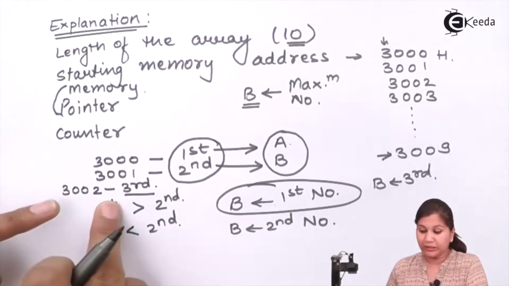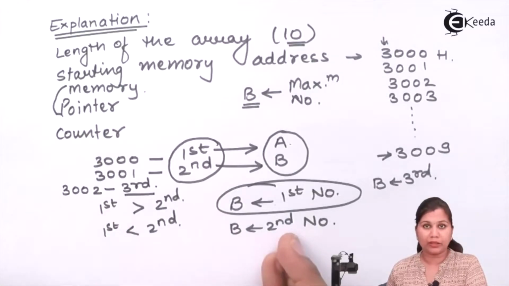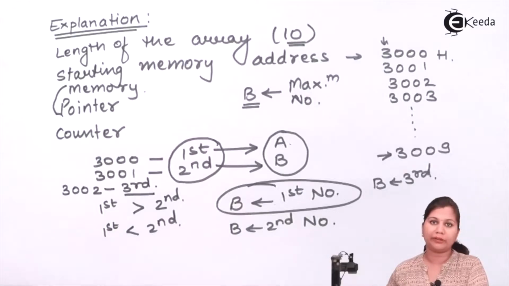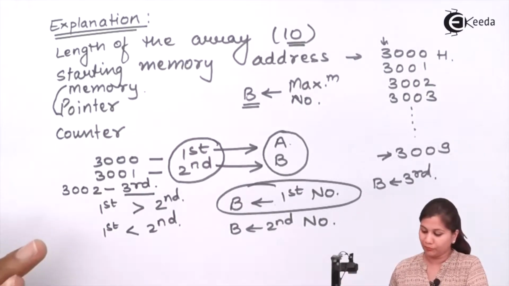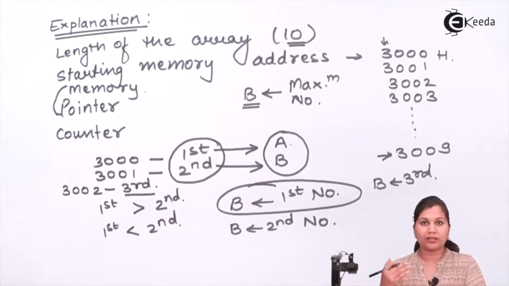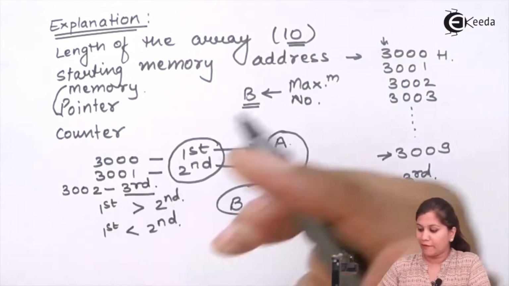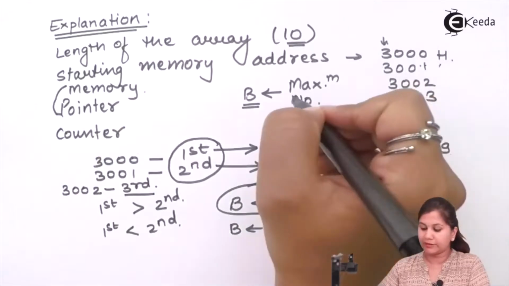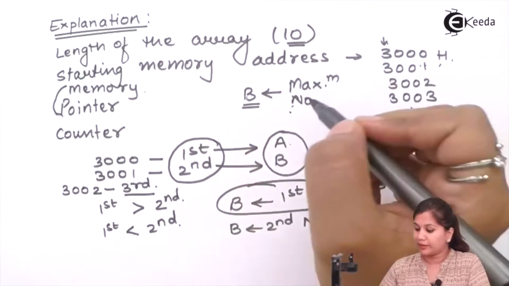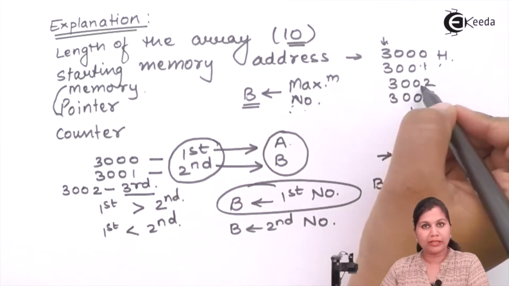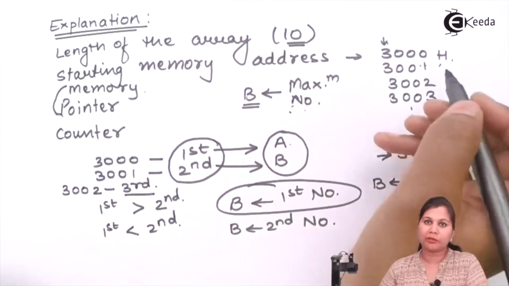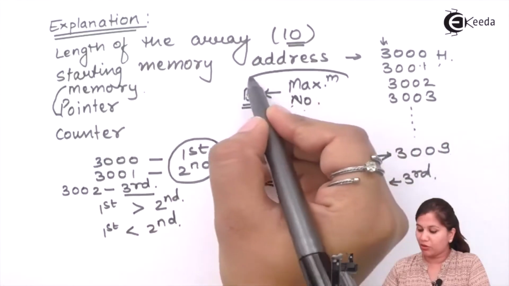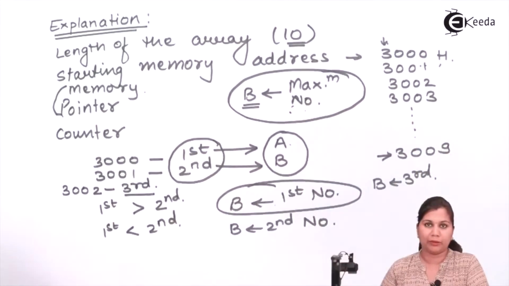Suppose that the third number is less than the first number, then no exchange will be done. The contents of B remain as they are. So every time we compare the numbers, the first two numbers are compared, and between them the maximum number is stored in the B register. Then B and the third number will be compared, and whatever is the maximum number will be stored in register B. So in register B we always have the maximum number.